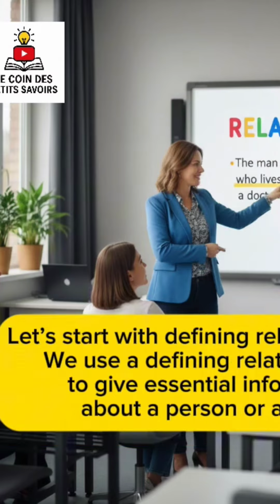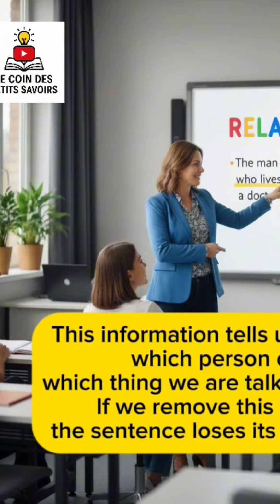We use a defining relative clause to give essential information about a person or a thing. This information tells us exactly which person or which thing we are talking about. If we remove this part, the sentence loses its meaning.